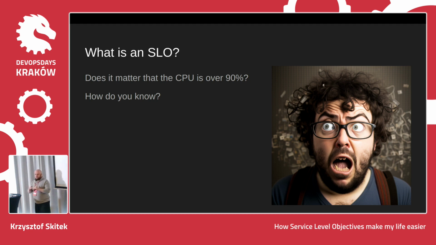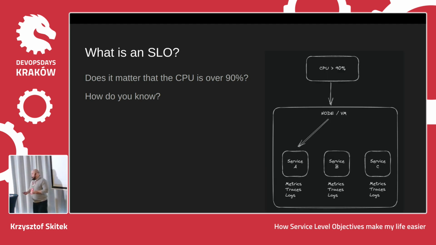Coming back to those simple metrics that we are used to, the CPU, for example. Does it actually matter that the CPU is over 90%? How do you know that? Well, from our very technical point of view, well, it looks bad. Something is maybe on fire. But in order to actually know how bad or not it is, you would have to go through this way.